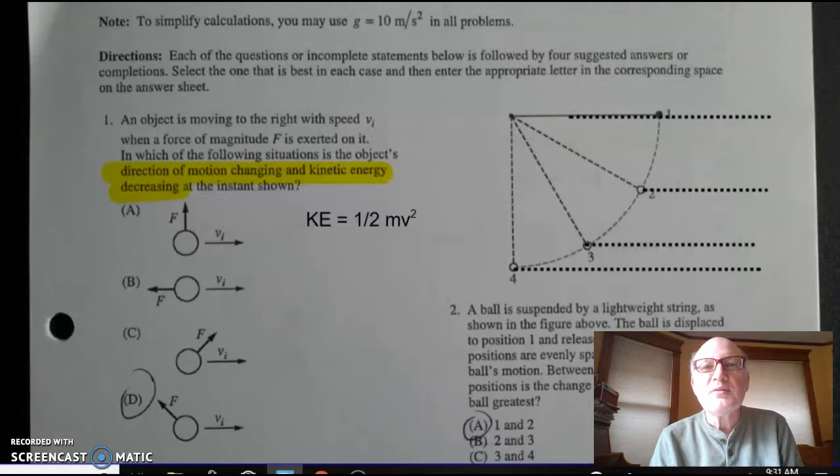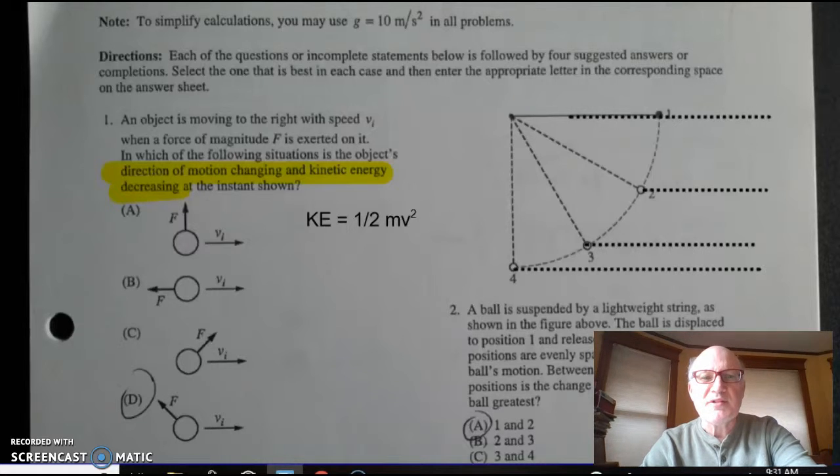Hello, Woodstock students. This is Mr. Brennan, and we are going to take a look at some of the multiple choice questions, some selected questions that I thought were of interest and might be helpful in terms of prepping for the exam. We're going to take a look at the first two questions on the exam here, questions 1 and 2.